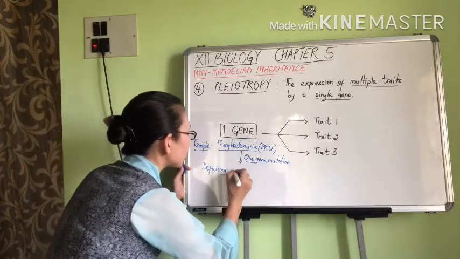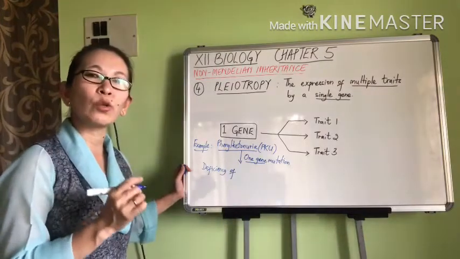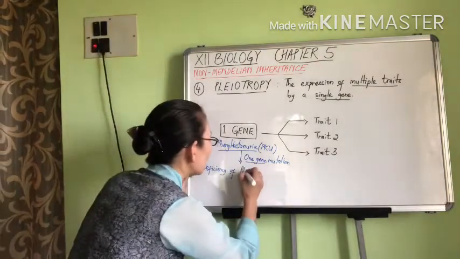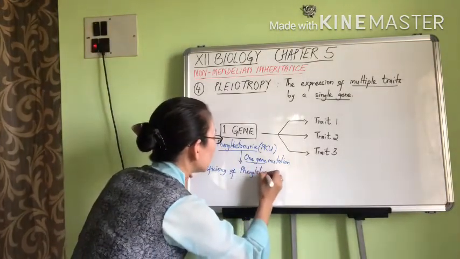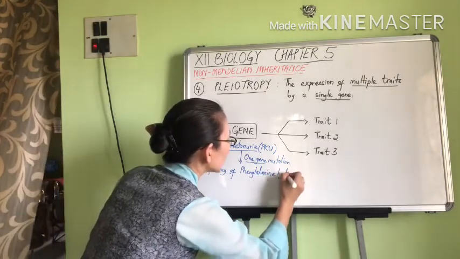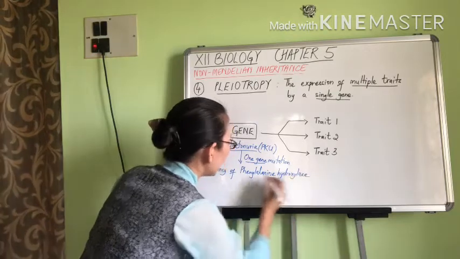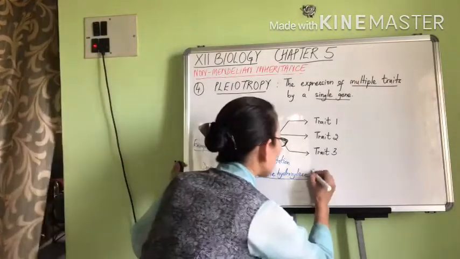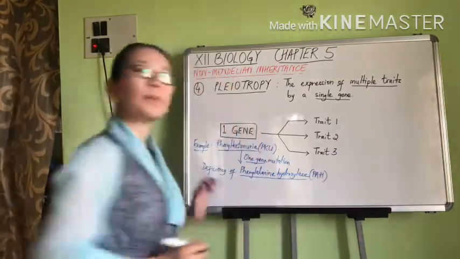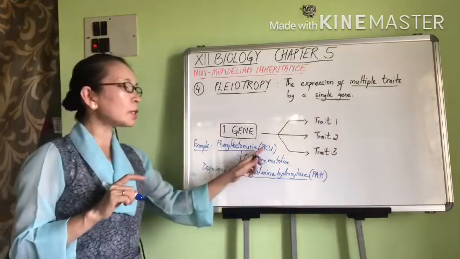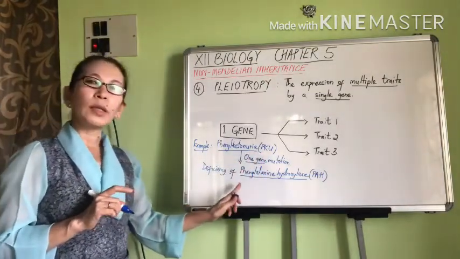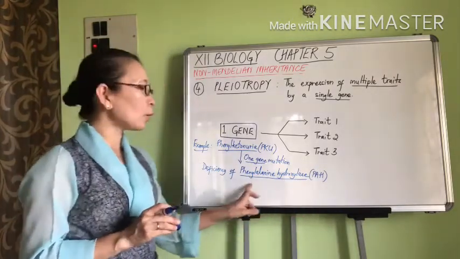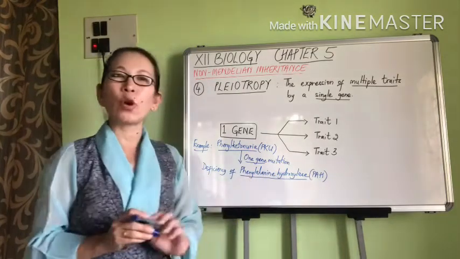This results in the deficiency of an enzyme which is very crucial for the metabolism of phenylalanine, which is known as phenylalanine hydroxylase. So the name of the enzyme is phenylalanine hydroxylase, or it can also be abbreviated as PAH. Okay, so due to a single gene mutation, it results in the deficiency or the shortage of an enzyme in these individuals, and the name of this enzyme is phenylalanine hydroxylase.